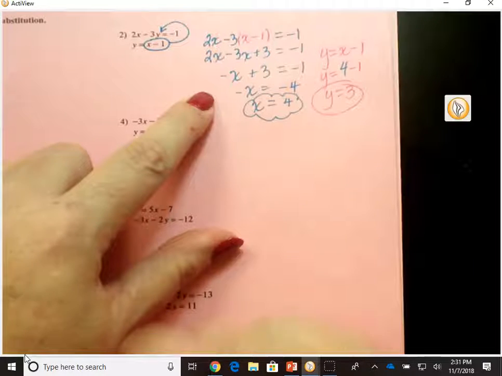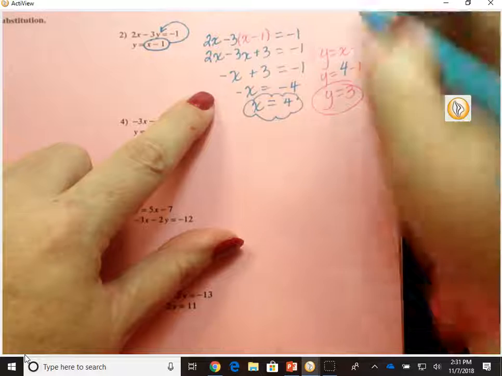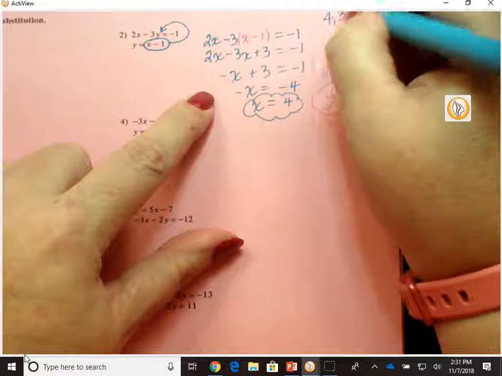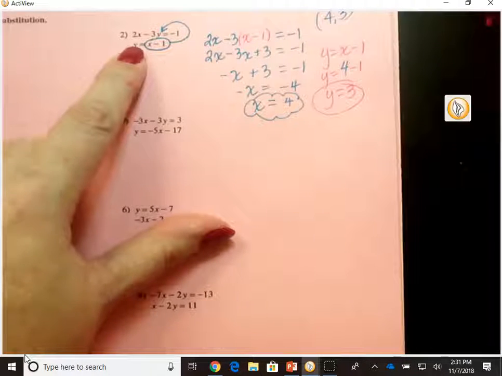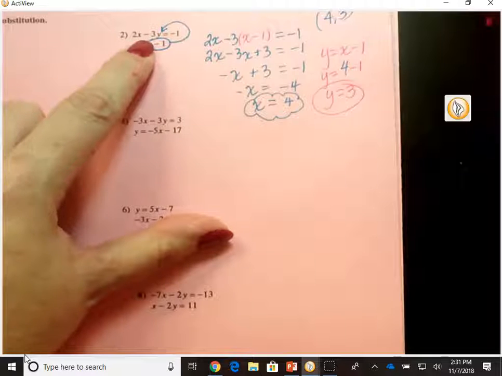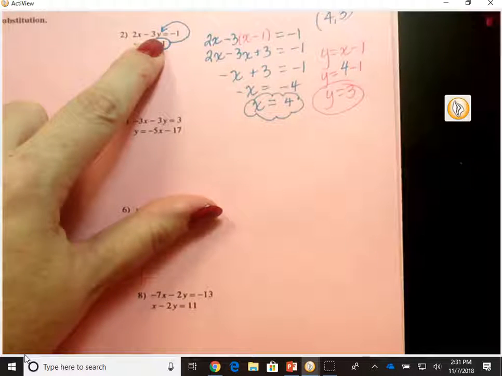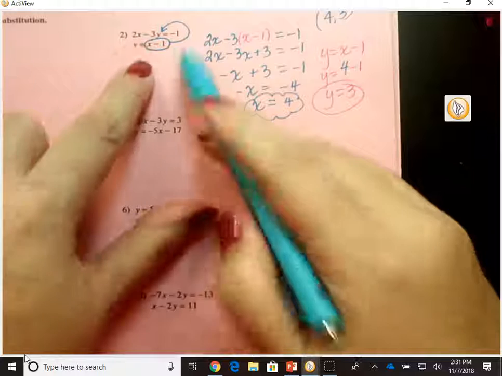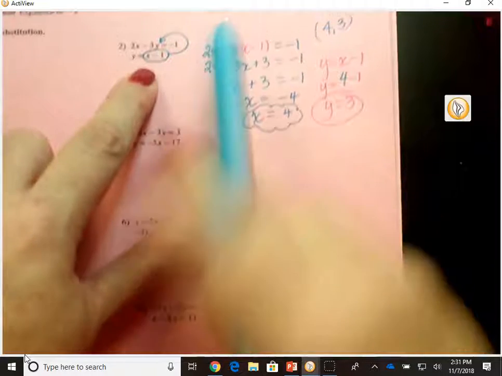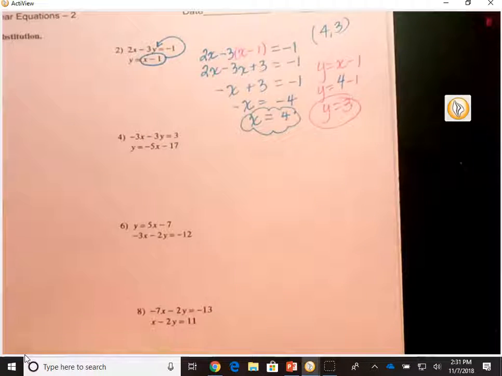Now, my ordered pair for the solution would be 4, 3. Check that. 2 times 4 is 8, minus 3 times 3 is 9. 8 minus 9 is negative 1. That works. So that's how you would check and solve that problem.